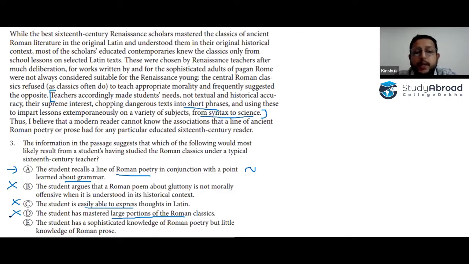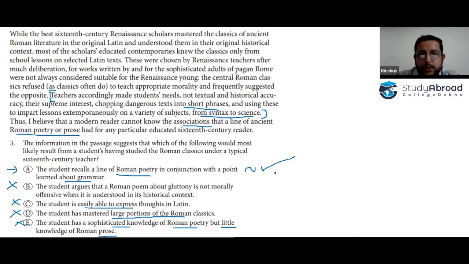It says the student has a sophisticated knowledge of Roman poetry, but little knowledge of Roman prose. See, in the last line, the author clearly says that the educated 16th century reader will have a better association of that line with Roman poetry or prose. So since it has to be both poetry and prose, here it is not. He says the prose part is little and the Roman poetry part is going to be sophisticated. So again, answer choice E will not be the right answer. We are left with only one choice, answer choice A. That is the right choice.